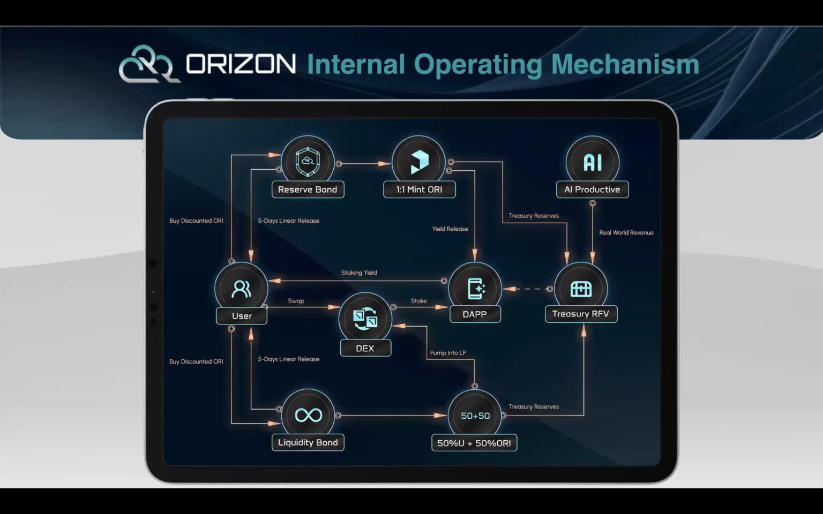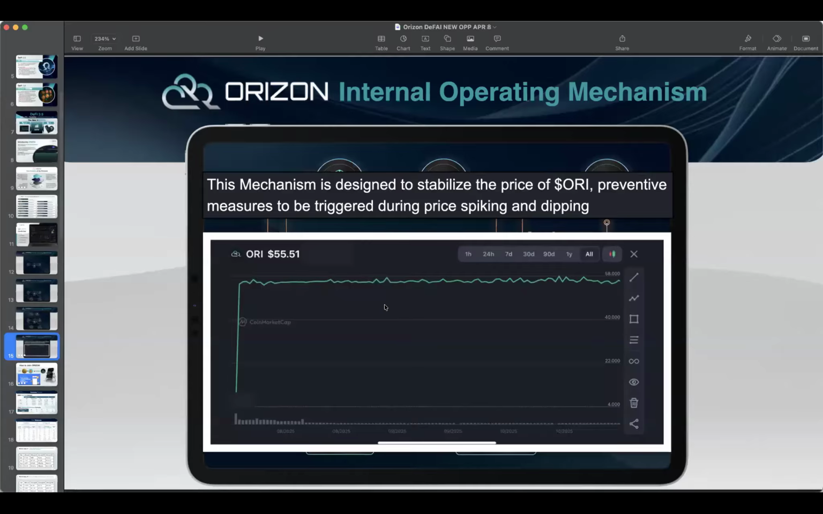So beyond selling the bond, the treasury makes money from real world projects also. They are going to create more AI software, people are going to use it, and the money generated there all goes into the treasury. So this is the model of Horizon, and this is why the price is stable.